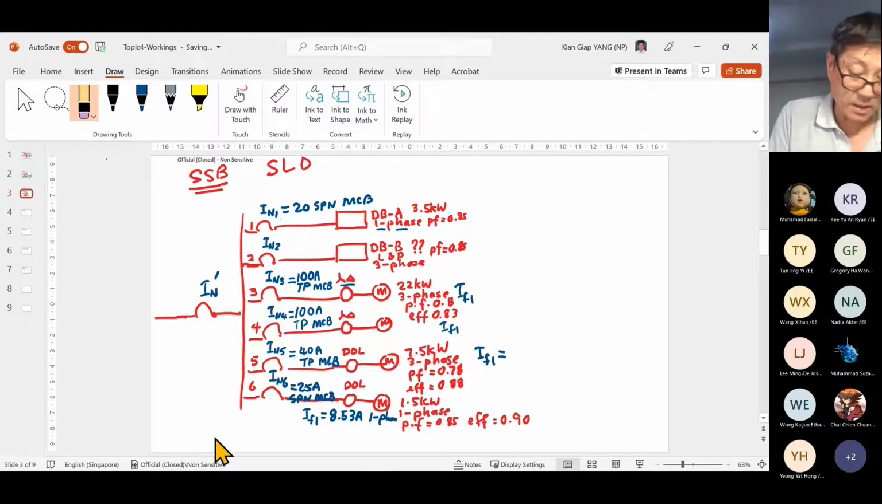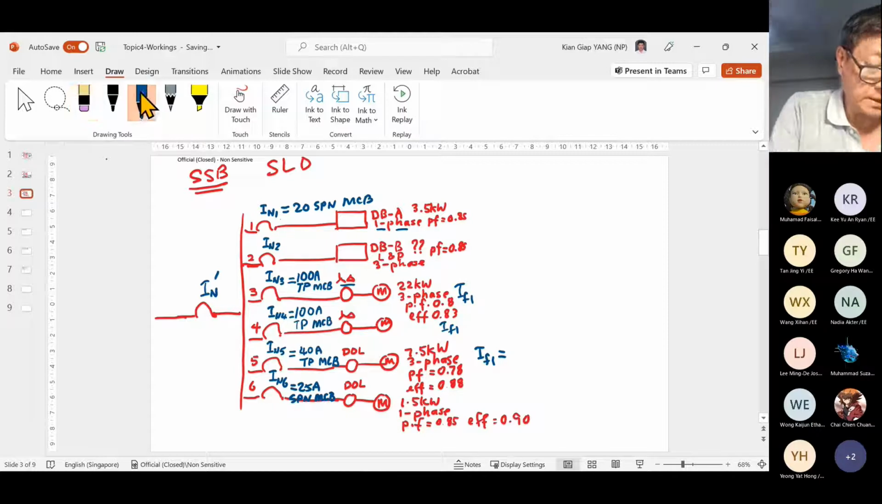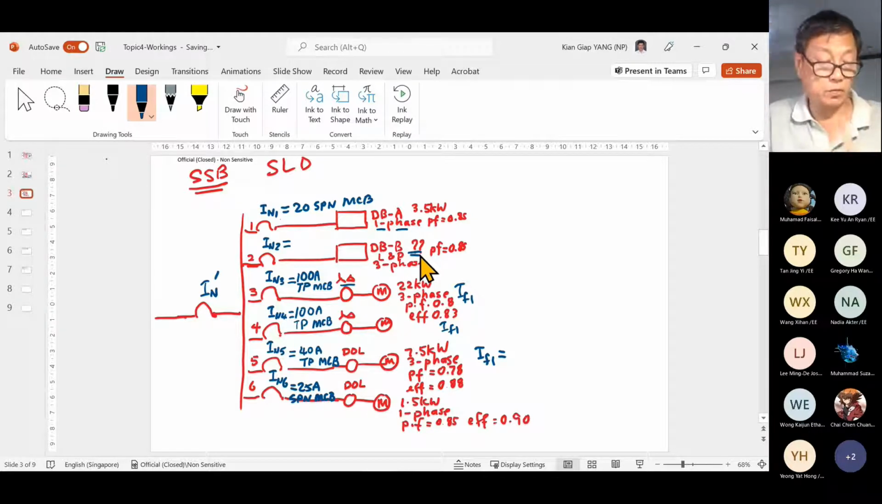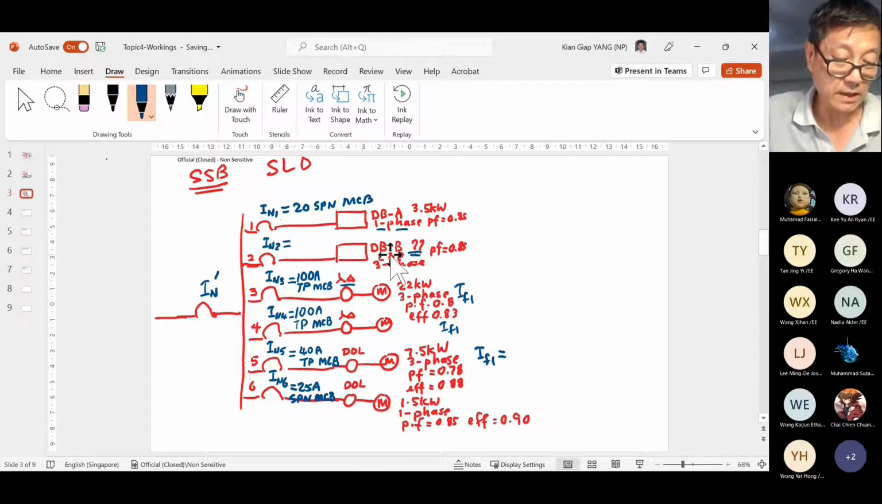All right, now what's happening is that I have one circuit. I'm not able to complete my calculation because I don't have the power. So for the DBB, I have to do one more step. I have to do what we call load balancing. In fact, not only now, for the DBB we do load balancing, we find the load, and then we can calculate.